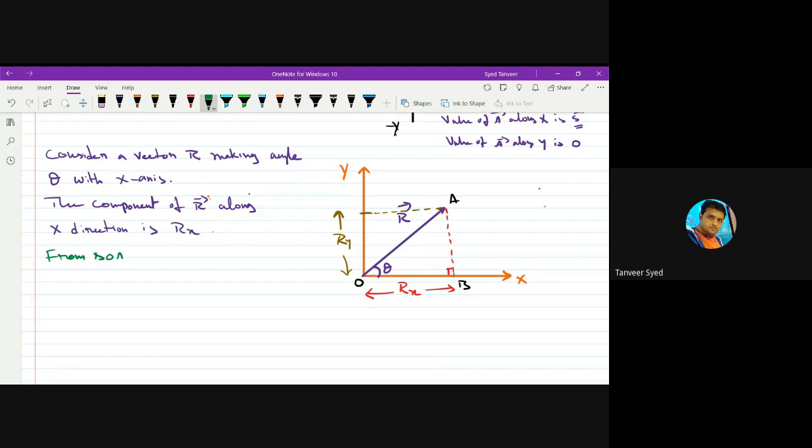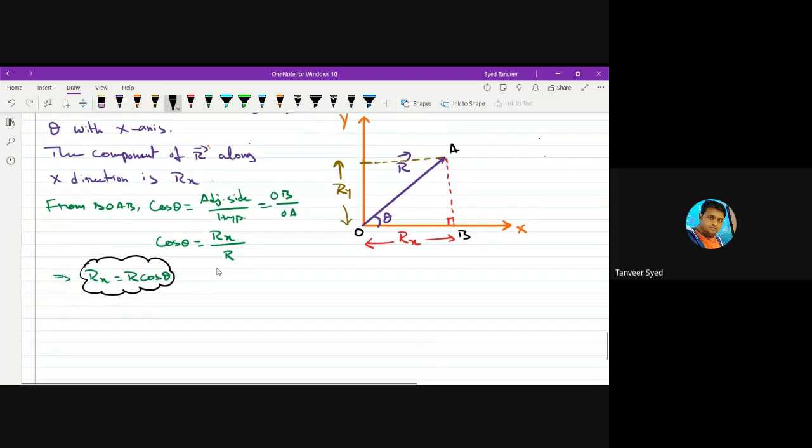From triangle OAB, I will write cos theta equals adjacent side by hypotenuse. The adjacent side is OB, and the hypotenuse is OA. That means cos theta is equal to OB, which is nothing but the component of vector R, Rx, along the horizontal direction, divided by OA, which is vector R. So we have Rx equals R cos theta.